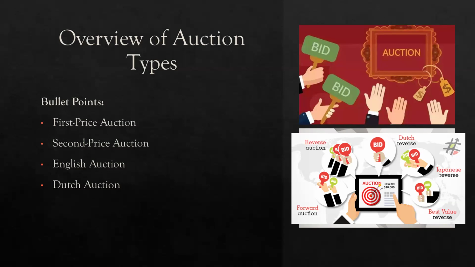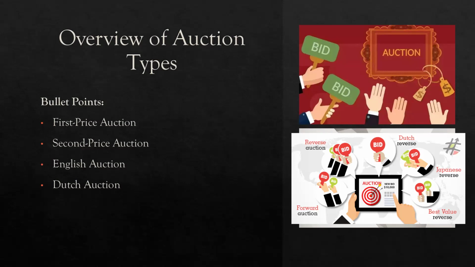Next is the second price auction, also known as the Vickrey auction. Here the bidders also submit their bids in secret. However, unlike the first price auction, the highest bidder wins, but only pays the amount of the second highest bid. This method actually encourages the bidders to bid their true value, since they know if they win, they pay less than what they bid, specifically the second highest bid.